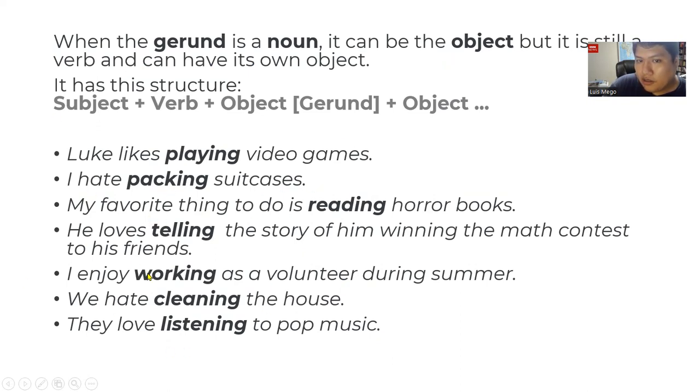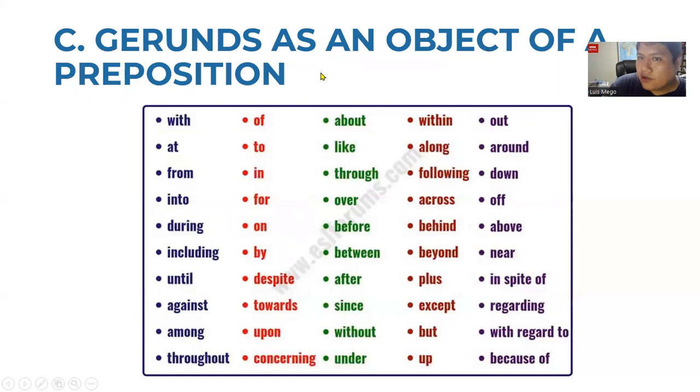Here you have examples. Luke likes playing. I hate packing. You see, hate is the verb and packing is the object. Okay? And you have more examples. Love telling, enjoy working, right? Hate cleaning, love listening.